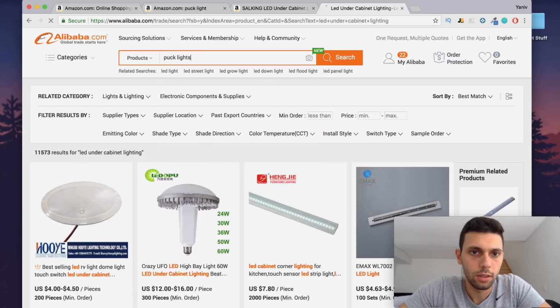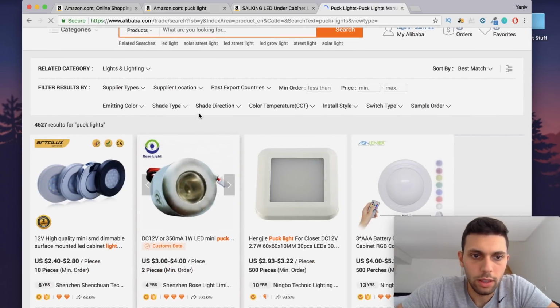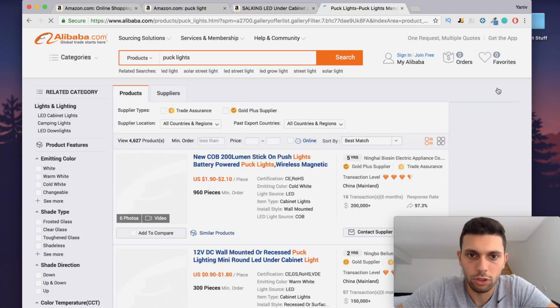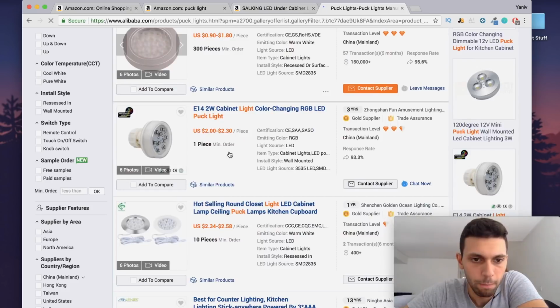Puck light, and then see how it looks here. Now sometimes it sorts it like this for me, but I don't like that. I like it being sorted like this. So I just click that button, goes back to this way. This is the way I like to look at my Alibaba.